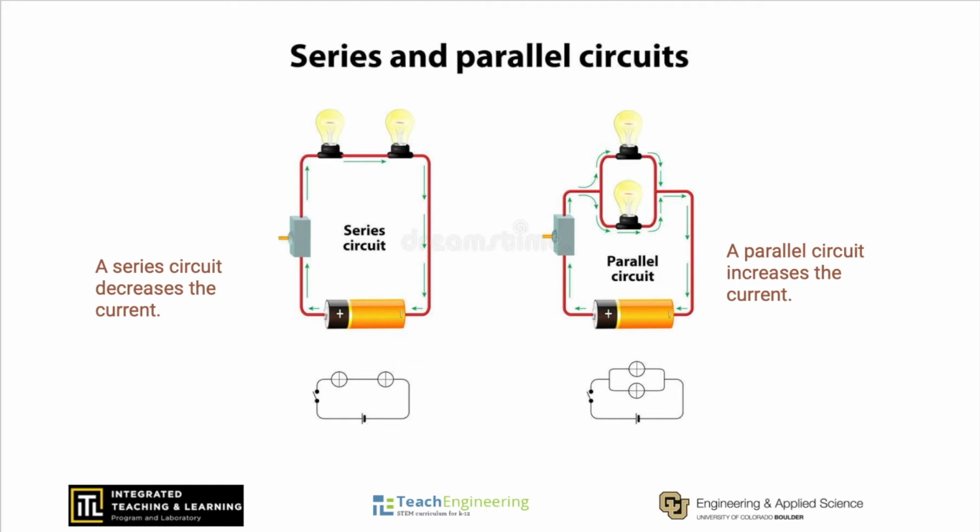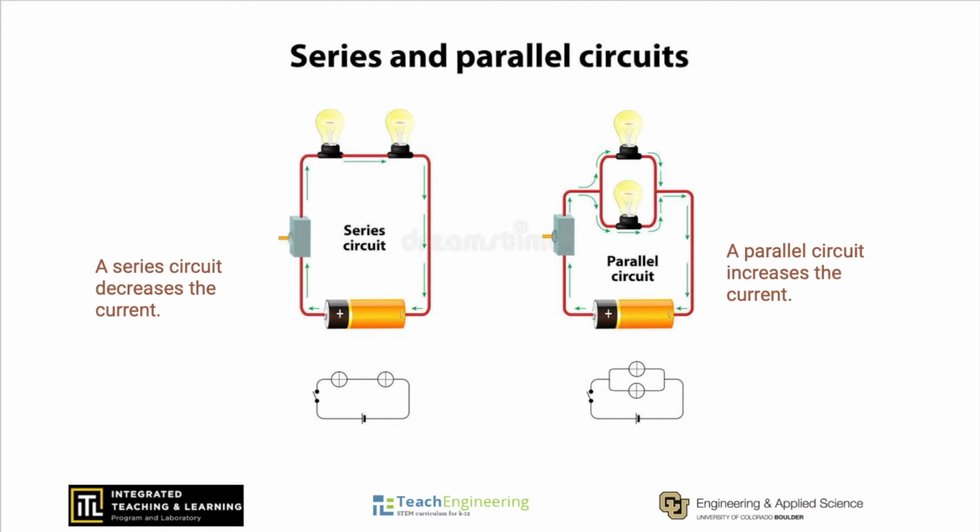However, if you removed one of the bulbs in the parallel circuit, the remaining bulb would still be on because it is not connected to the other bulb. Therefore, the circuit would be closed. The example in the images shown here represent how series and parallel circuits differ for circuits with two light bulbs.